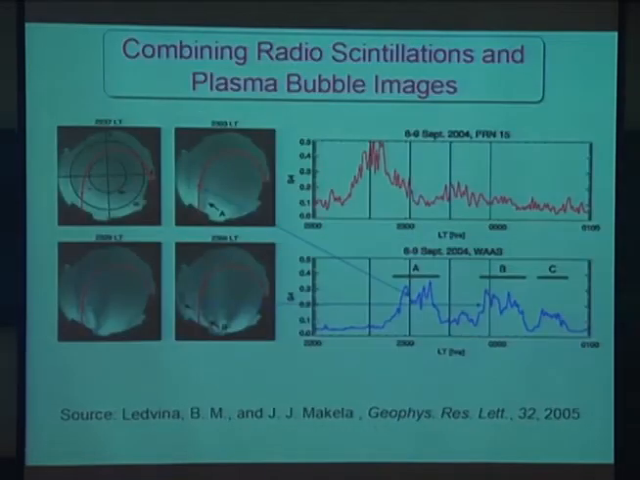Next slide, please. John Makela likes to use GPS satellites, both geostationary and orbiting satellites, and as the signals pass through these darkened regions where there are these bubbles forming, he gets enhanced scintillations. And that's a marvelous way, but maybe there's other ways of studying the equatorial irregularities.